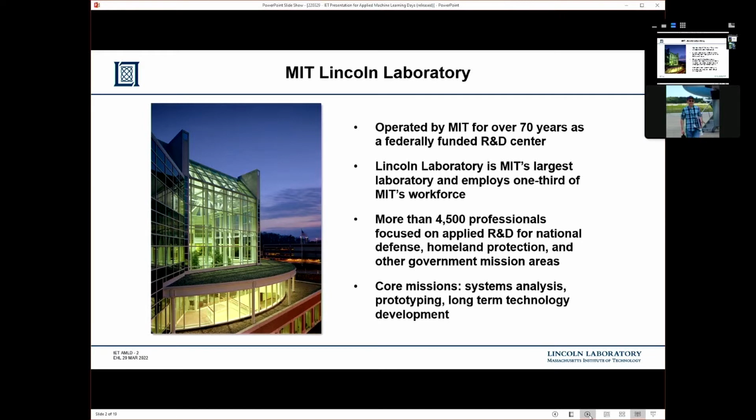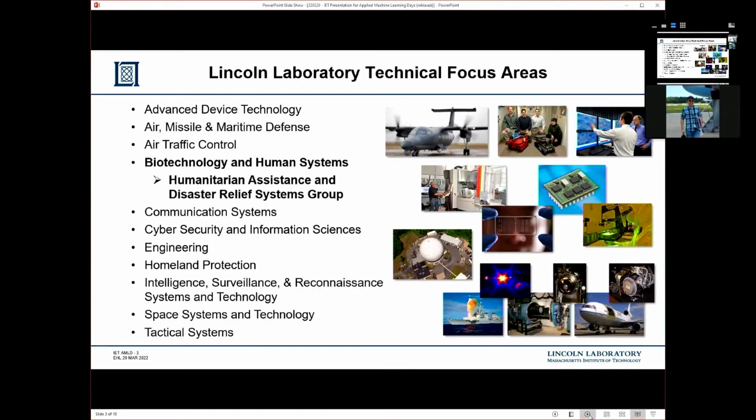But underneath that heading mission, there are actually a lot of different mission areas that we work in. The mission area that I work in is biotechnology and human systems, and within that overarching mission area, I'm a part of the Humanitarian Assistance and Disaster Relief Systems group, which aside from those two core elements of the mission, we also work in global health and in climate change. Now, within that body of work, we have a few projects that are sponsored by USAID, including the work I'll be talking about today.